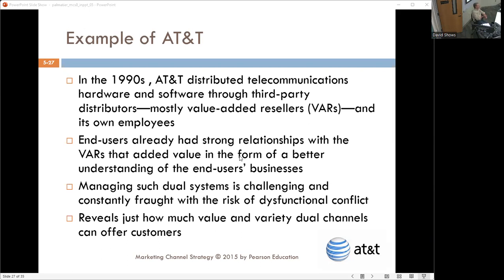Here's the thing, was that AT&T started to get back in the business as well. Well, the problem with that is after a decade is that the value-added resellers had a pretty strong connection to their customers. They added value by having better relationships with the end users. And ultimately what that meant was that the tug of war between AT&T and the value-added resellers created a certain amount of dysfunctional conflict, but somehow they learned to get along.